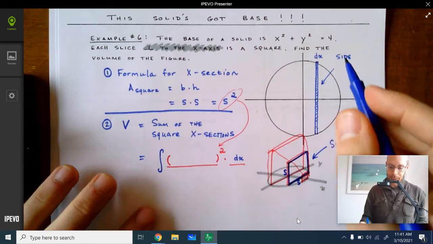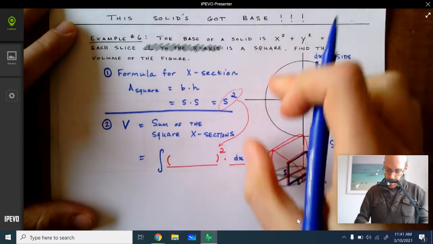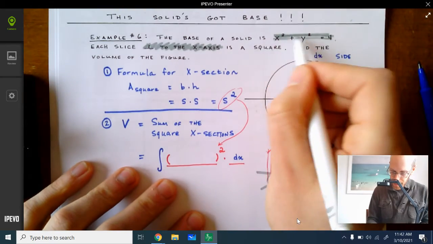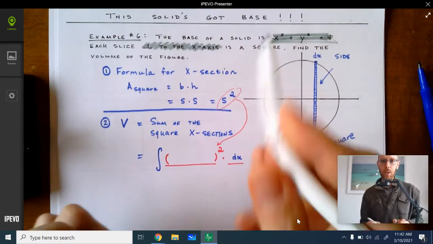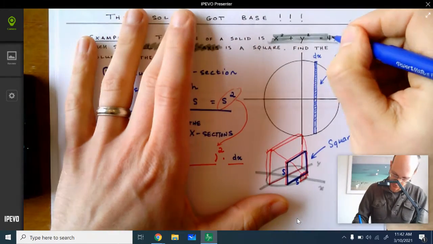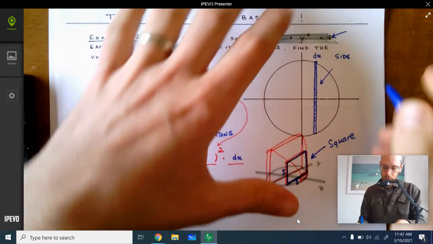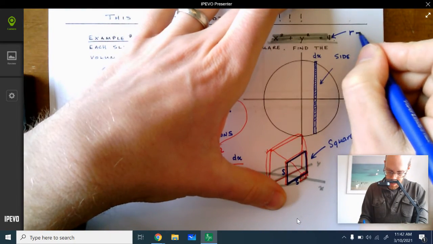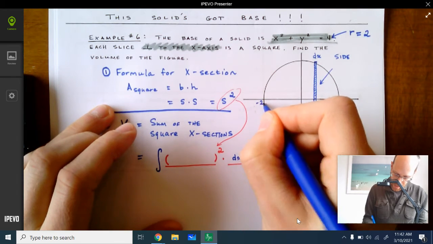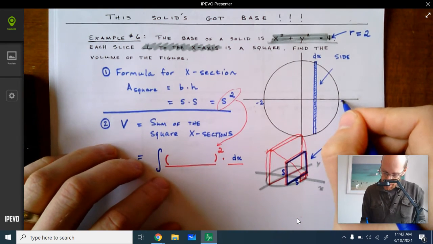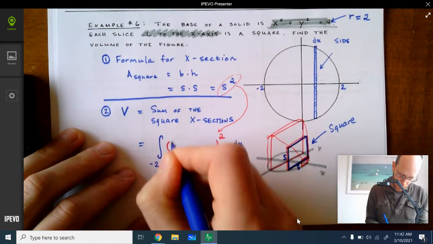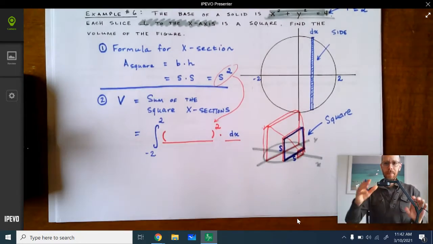So this is where we need to bring in the equation of the base, which is a circle. That equation is this. Now, you guys probably remember that when you have a circle equation that goes x squared plus y squared equals something squared, this is the square of the radius. So our radius is going to be equal to 2, meaning that we're starting here at x is -2 and ending here at x is +2. So this will go from -2 to 2.